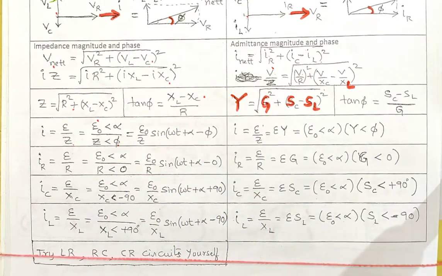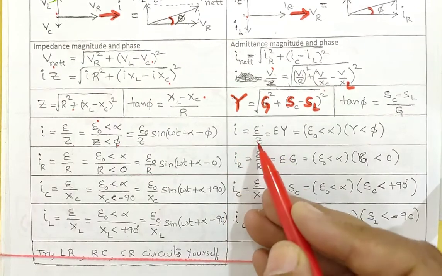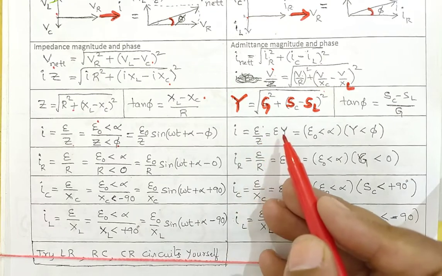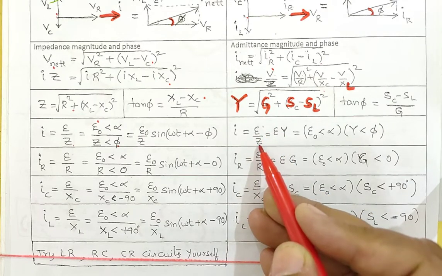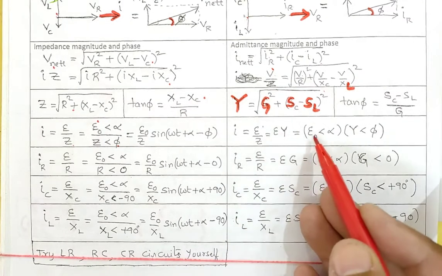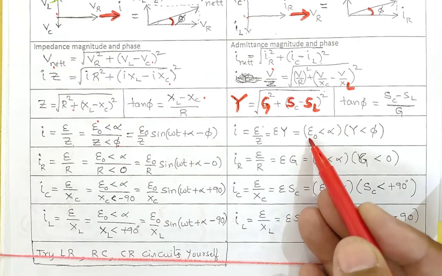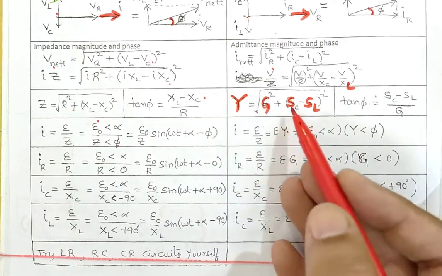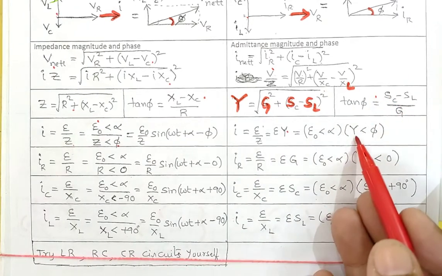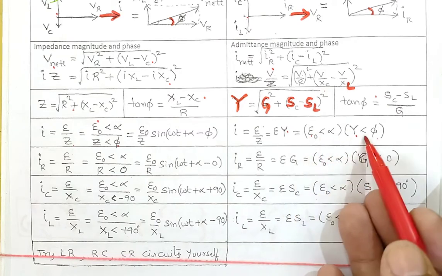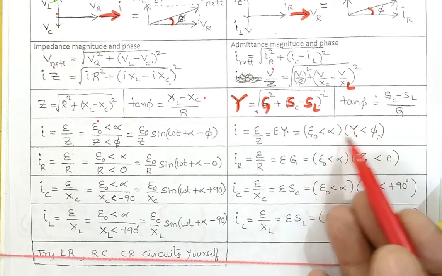And next, in this case, I is equal to E by Z, same formula, but reciprocal we handle now. E times Y we write it as. So 1 by impedance, or the reciprocal of impedance, we take as admittance. E angle alpha, this is the amplitude, this is the phase. The admittance angle phi we found using the values of SL, SC and G. When they are in a product, directly multiply E and Y, and the angles should be added.